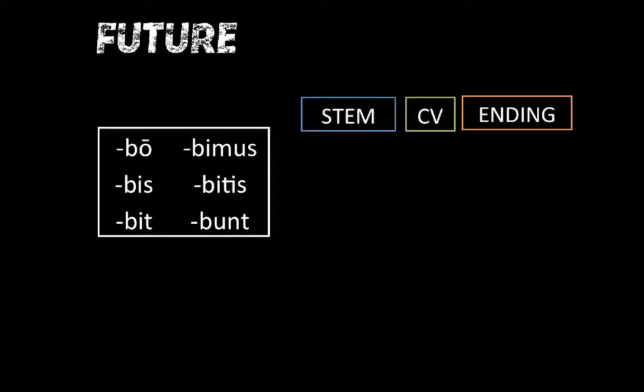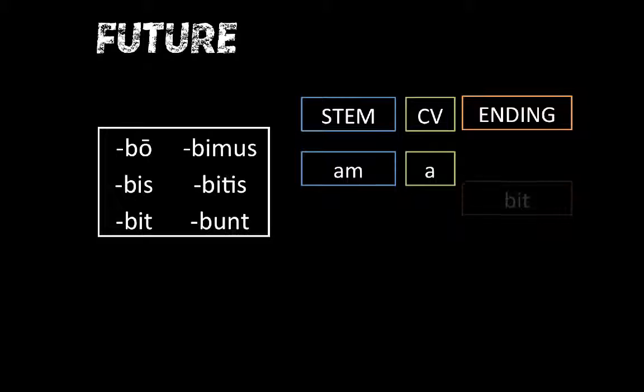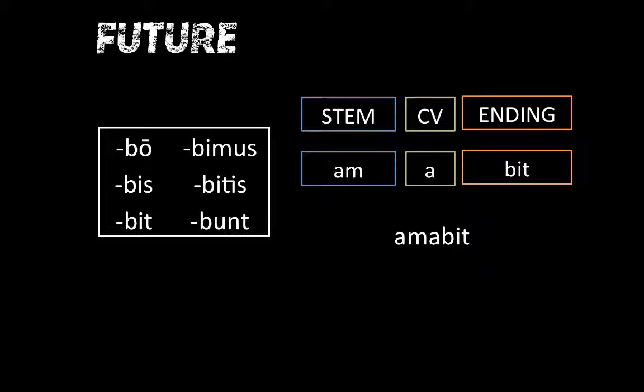The future tense in Latin, of course, and in every language, is going to indicate something that's going to happen, not in the present, but later on. We've learned this so far as bo, bis, bit, bimus, bitis, bunt, where we take the stem from the infinitive, the connecting vowel, and then the ending. For example, a, bit. And if we put it all together, we get amabit. He will love. So we take the three parts, put on the bo, bis, bit to make it future.